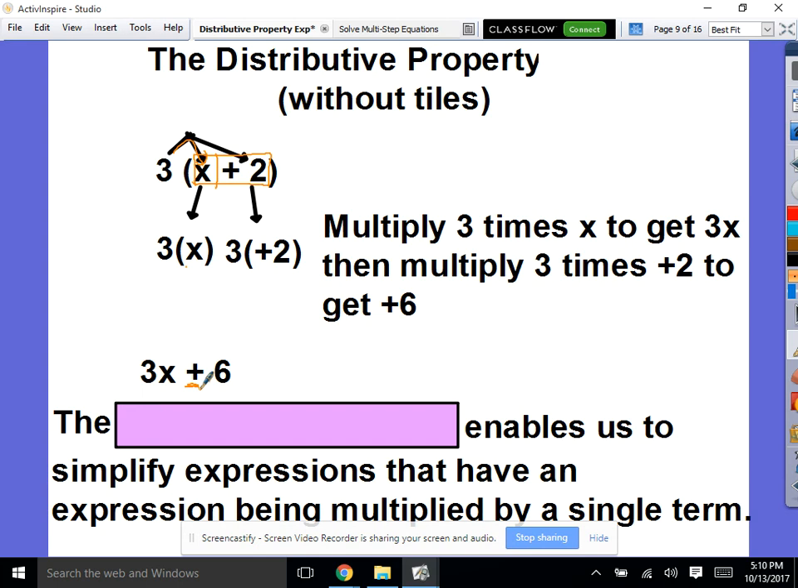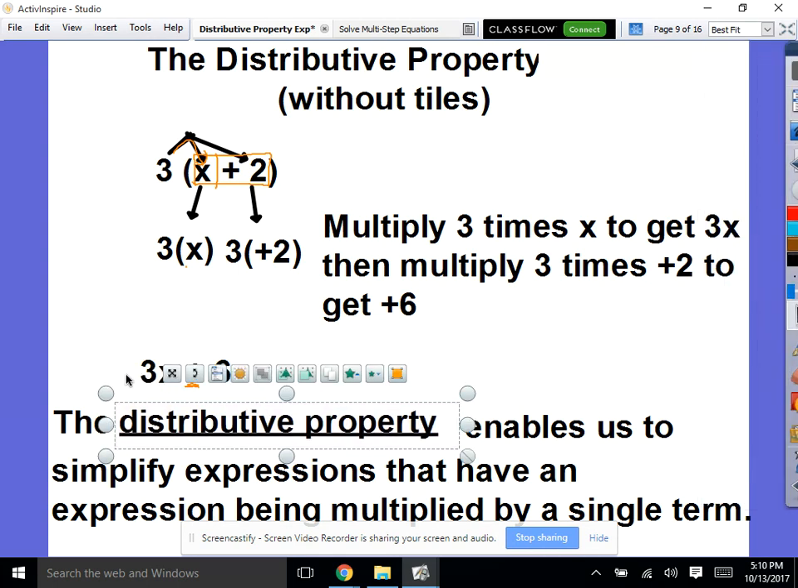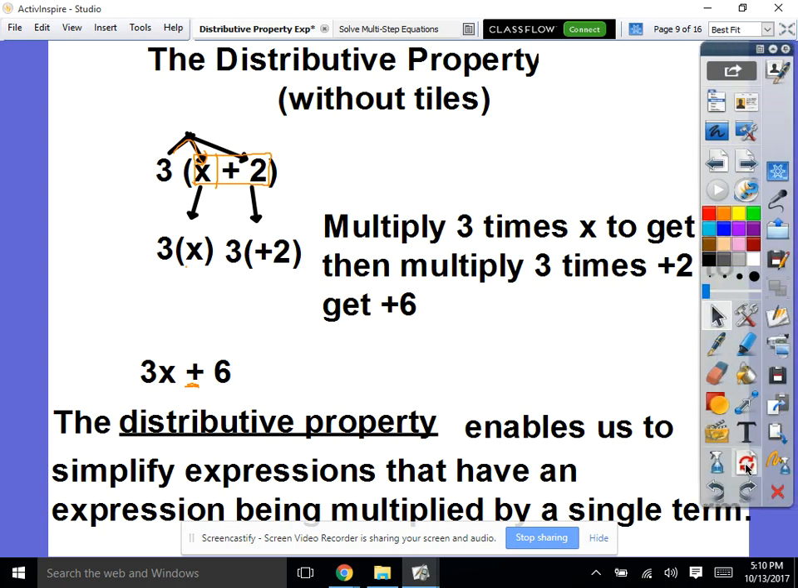All right, vocabulary. The distributive property enables us to simplify expressions that have an expression being multiplied by a single term, so that we don't have to write down x plus 2 plus x plus 2 plus x plus 2.